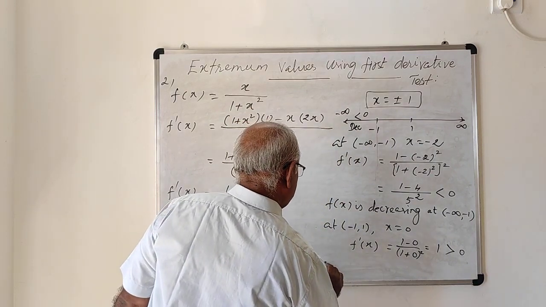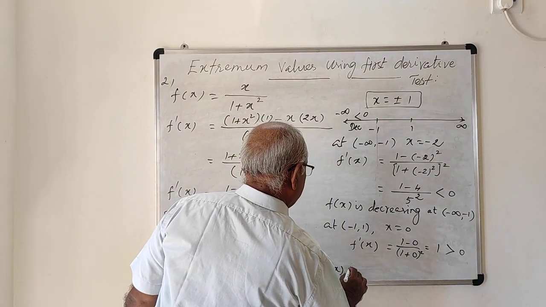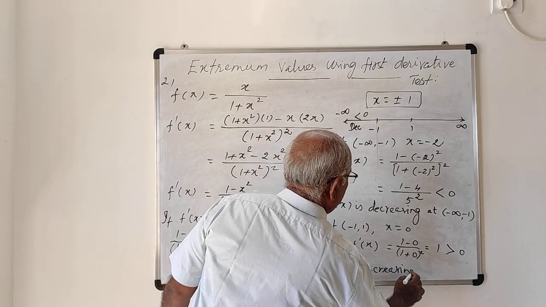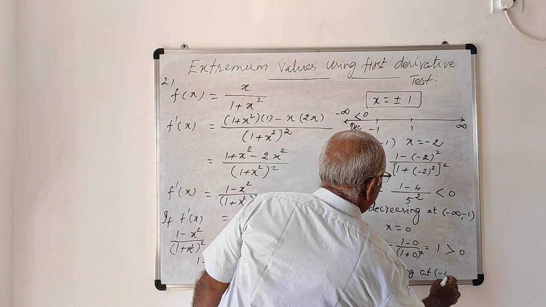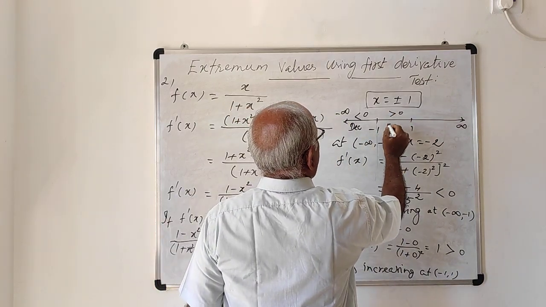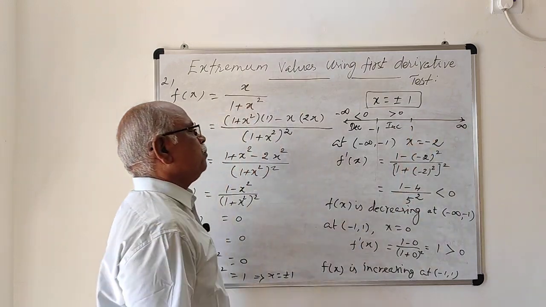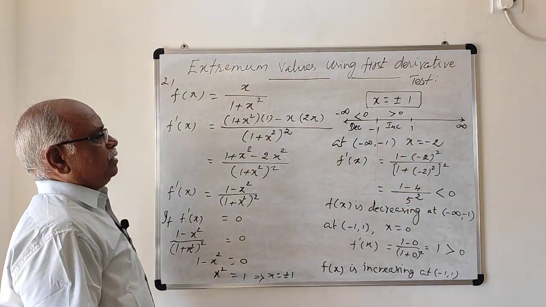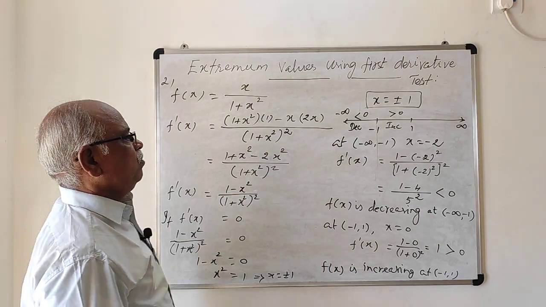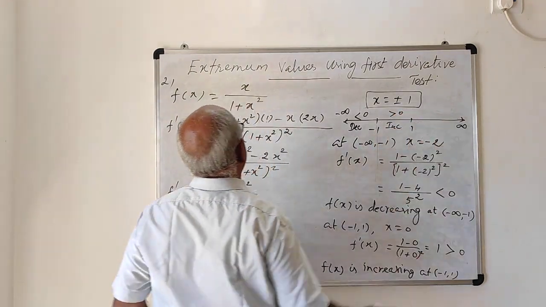Therefore, f of x is increasing. F of x is increasing in minus 1 comma 1. Here, f dash of x is positive, so the function is increasing. Like that, for the final interval 1 comma infinity, you can take say x equal to 2.